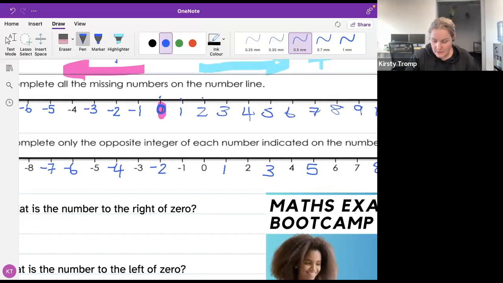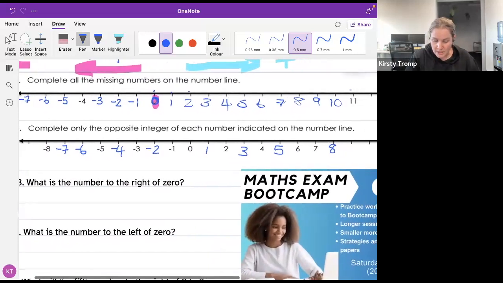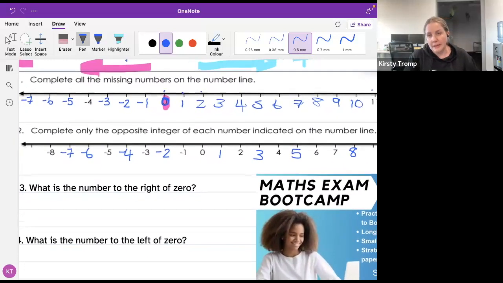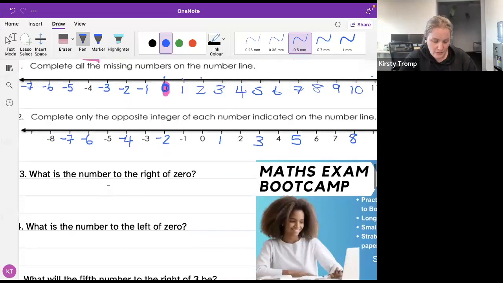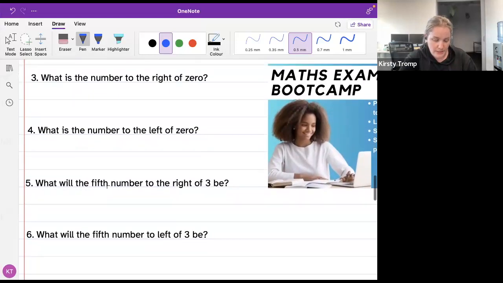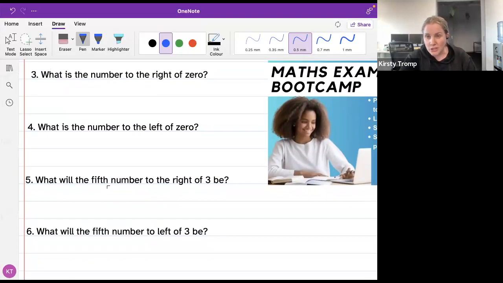-7. Let's make sure we got all the numbers we needed on our number line. Is it complete? Yes, it is complete. Okay, so again, a reminder, integers are negative numbers and positive numbers. All right, I want you to have a look at these questions for me. I am going to answer any questions if there are any.